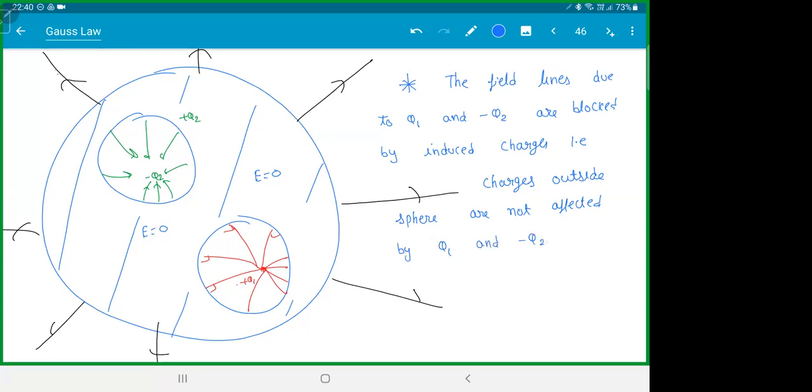Q1 does not know minus Q2 exists. Q1 and minus Q2 also do not interact. They do not know the other one exists. This phenomenon is called the shielding effect.